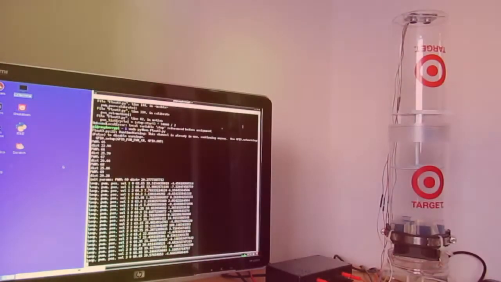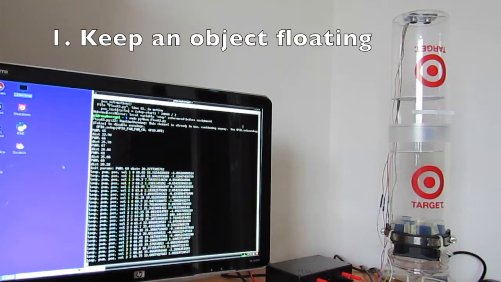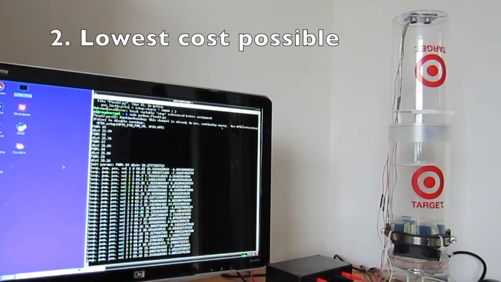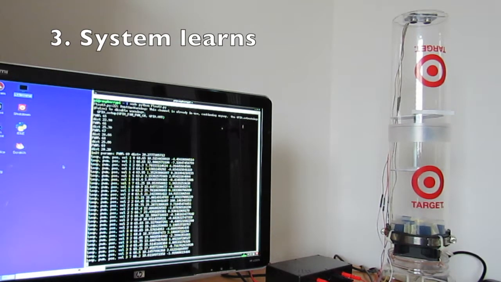I had three goals for this project. One, make an object float steadily. Two, use the lowest cost components and build as much as I could. And three, create a system that learns.